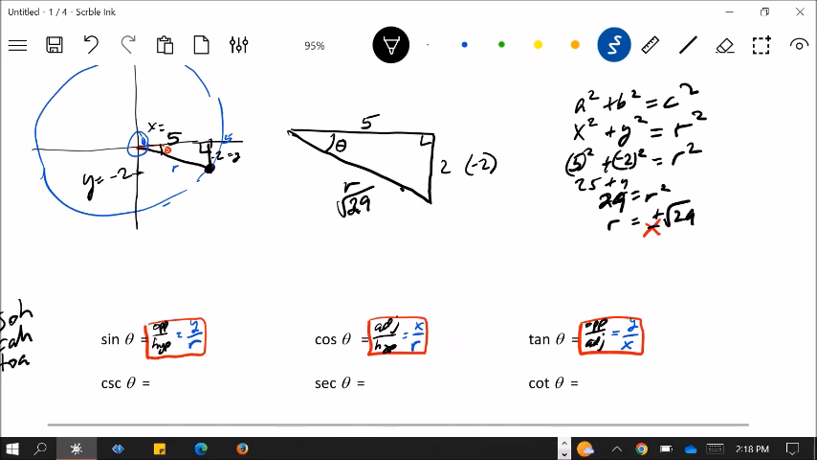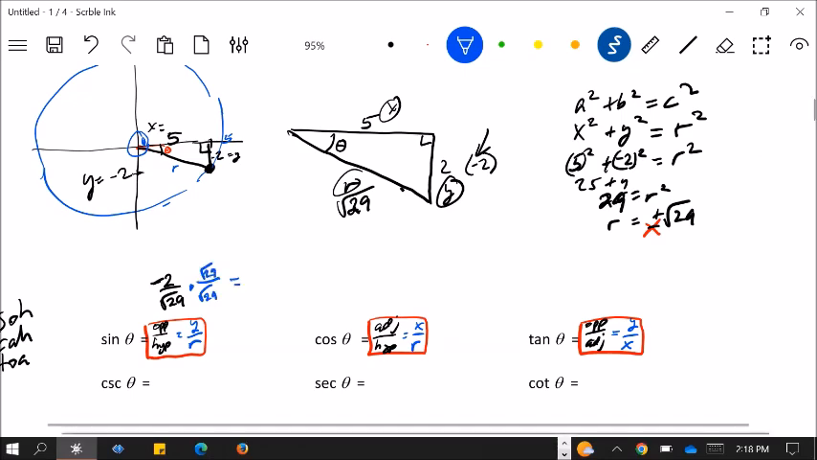For the sine, y over r, here's y, and here's r, and here's x when we need it. So y over r would give us 2 over root 29. Oh, but it's a -2 for this purpose. However, we're not allowed to leave a square root on the bottom of a fraction. So you are required to multiply by the same square root of 29 underneath it. So what we get now equals -2 root 29 over 29.